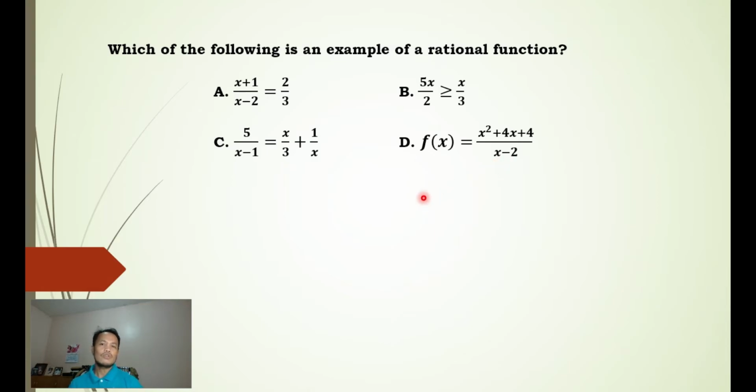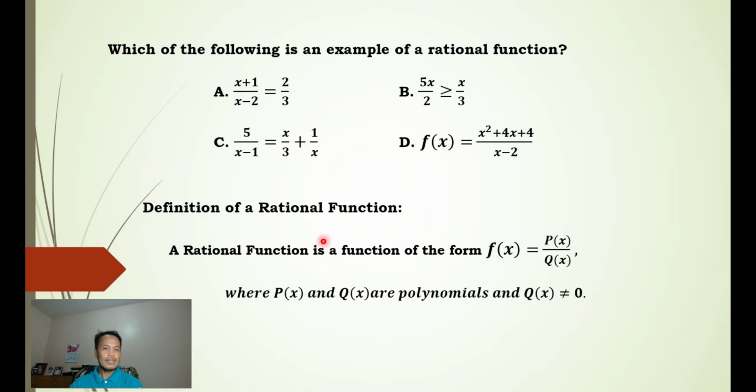Now, since we are told to identify which of these four choices is an example of a rational function, we need to go back first to the definition of a rational function. When we say a rational function, it is a function of the form f of x equals p of x over q of x, where our p of x here is in the numerator, and the numerator should be a polynomial, the same also with the denominator. The p of x and the q of x are polynomials. Then, we need to take note of the restriction. The q of x should not be equal to 0.